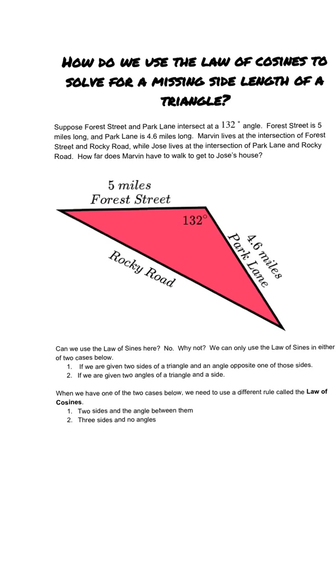Now let's take a look at the information that we've been given. We're given two side lengths of the triangle, as well as the angle at which those two side lengths intersect. Based on that combination, we cannot use the law of sines.